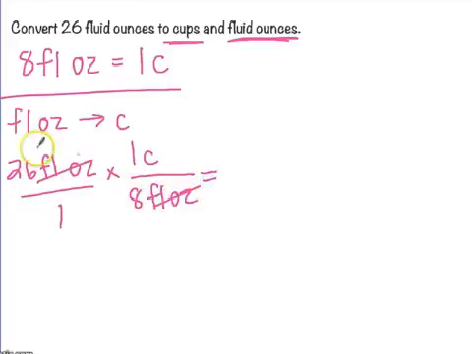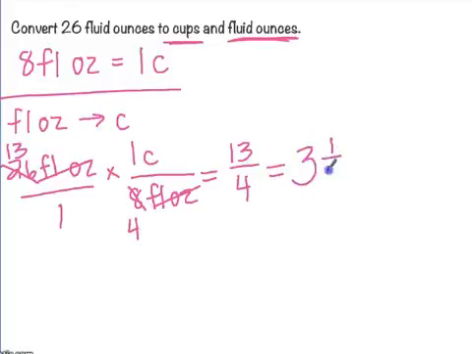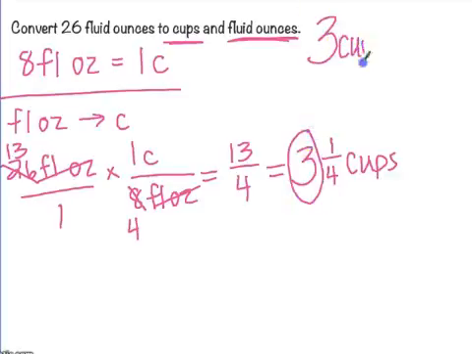I can simplify before I multiply here. Both of these are divisible by 2. So I get 13/4, which would simplify to 3 1/4 cups. Now if I wanted my answer in only cups, I would be done. But I know that the cups part of my answer is going to be this whole number here. So I know that I have 3 cups.